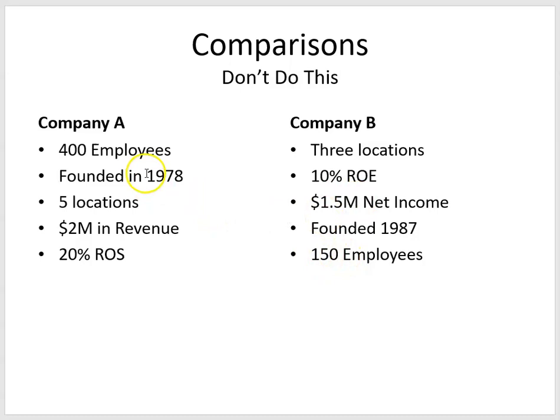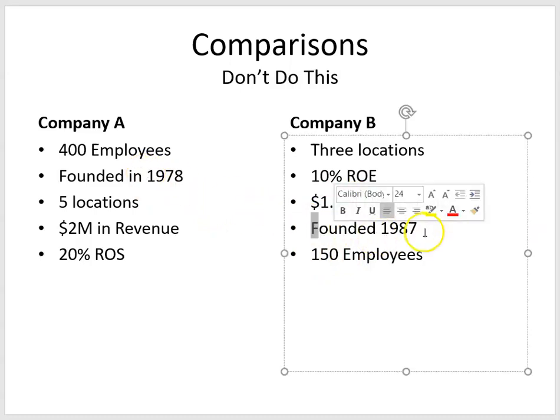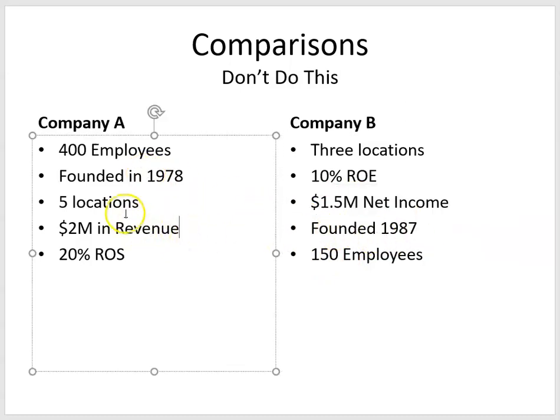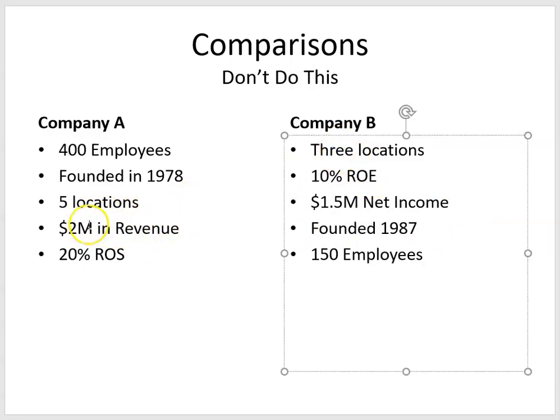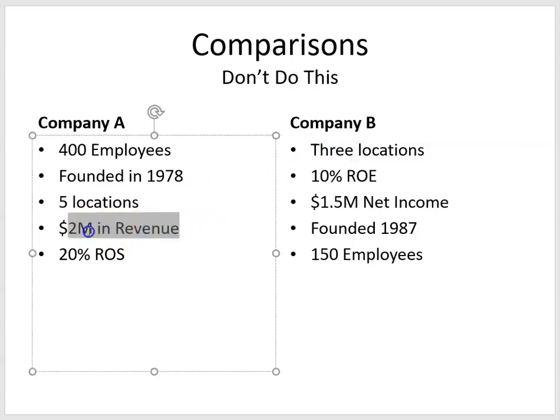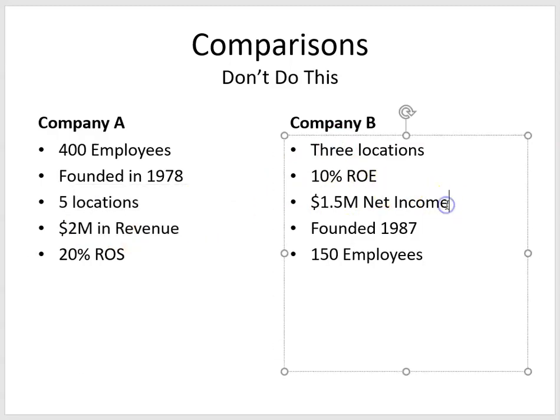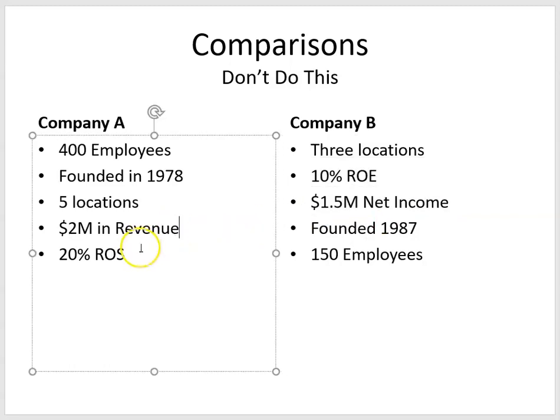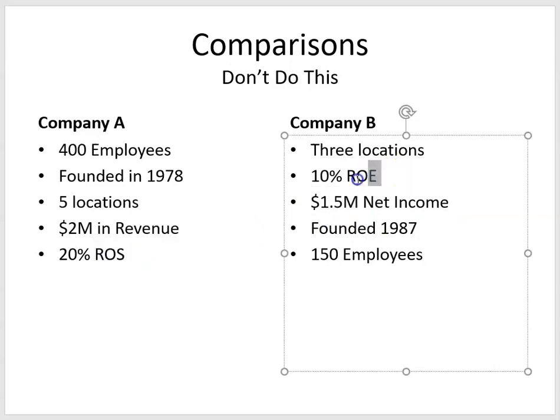When was it founded? I look over here, and then I've got to look over here, right? Locations. Five locations, three locations. Revenue. Well, this one has revenue. This one talks about net income. That's not good. This one has return on sales. This one shows return on equity.